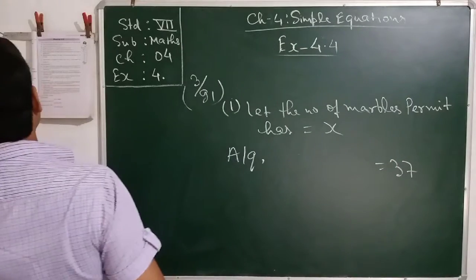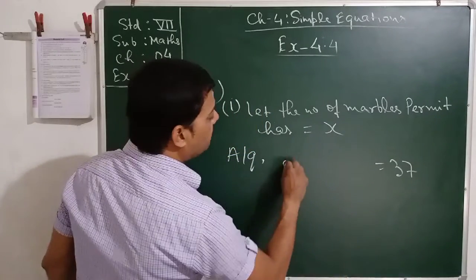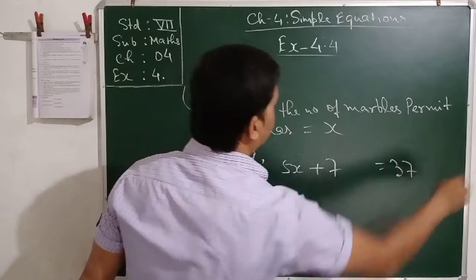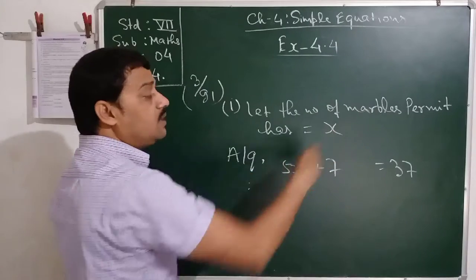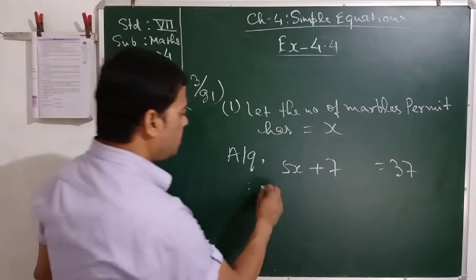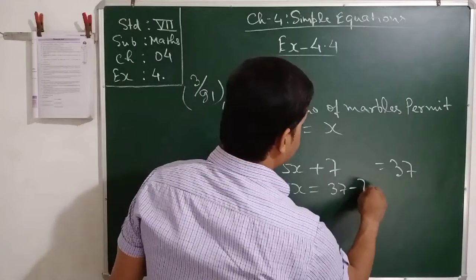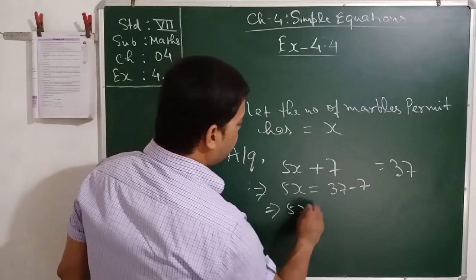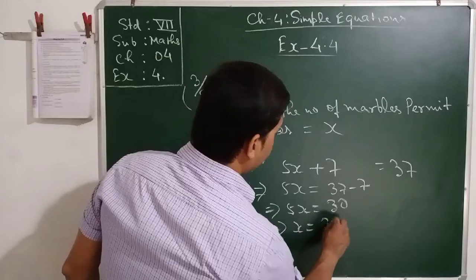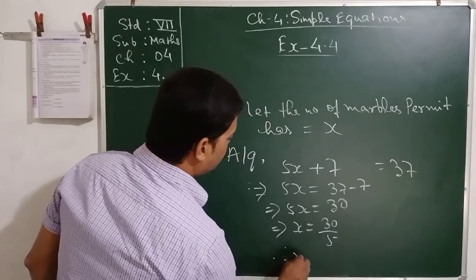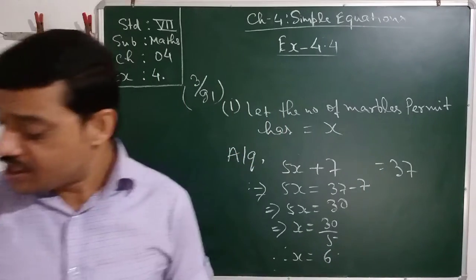Irfan says that he has 7 marbles more than 5 times the marbles, so 5 times this number plus 7. This will be 37. If you solve this equation, you will get the value of x. Let us solve it. 5x equals 37 minus 7. In the next step, 5x equals 30. x equals 30 by 5. Therefore, x equals 6. That was the first one. Come to the second one.